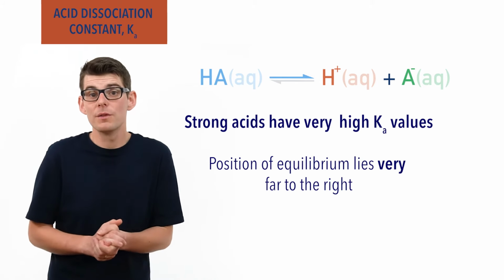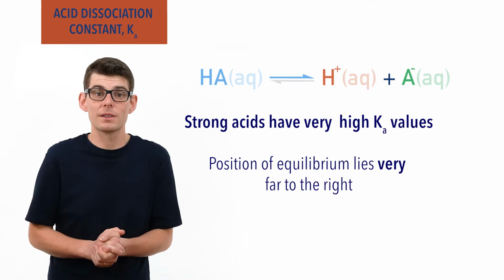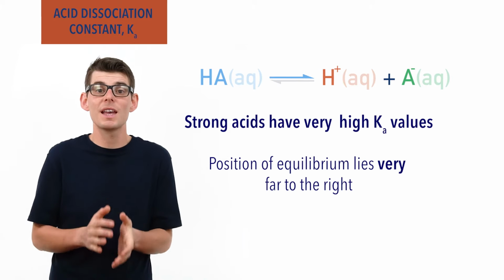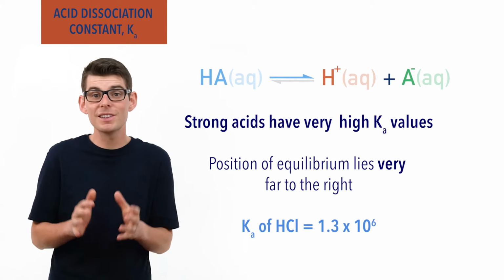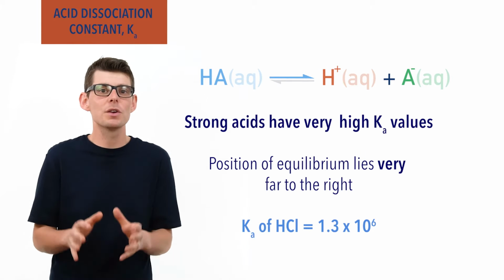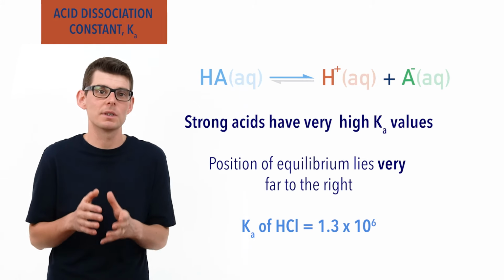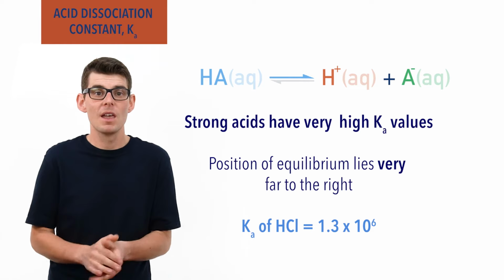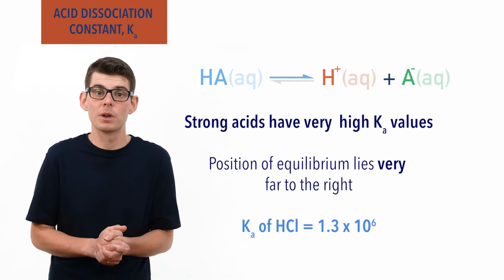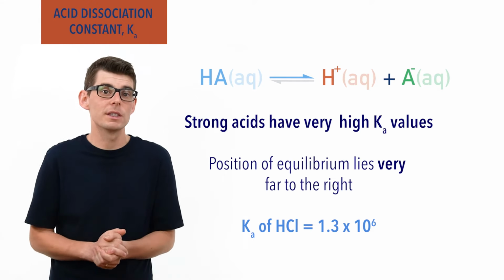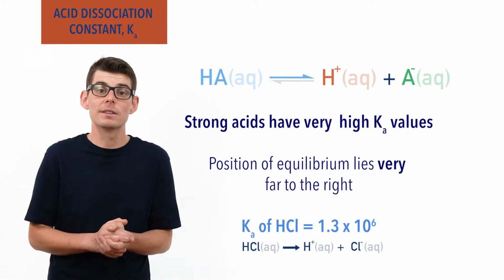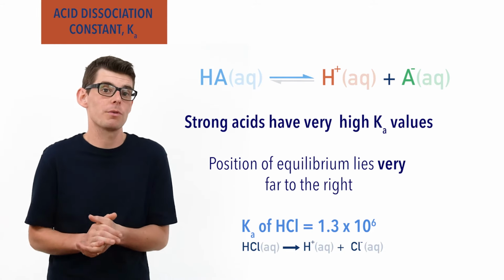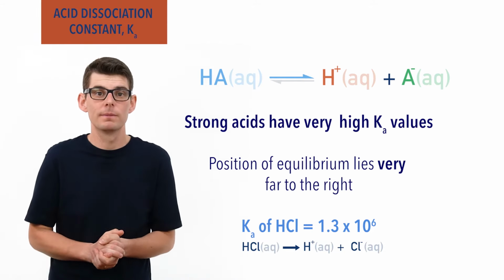For example, the Ka value for hydrochloric acid is 1.3 times 10 to the power 6. That is a very big number and is over 100 billion times larger than the Ka value for ethanoic acid. This tells us the position of equilibrium lies massively to the right, making it a strong acid and telling us that minimal reverse reaction is occurring.